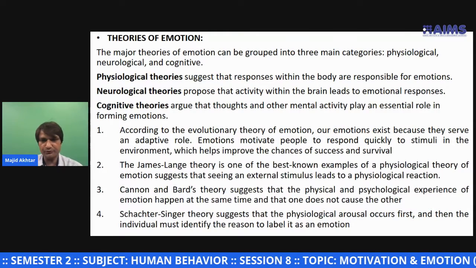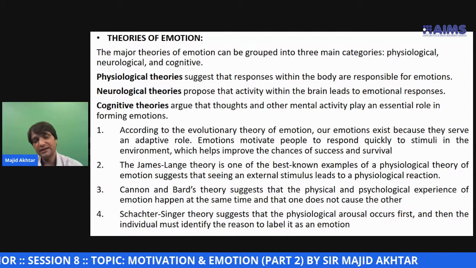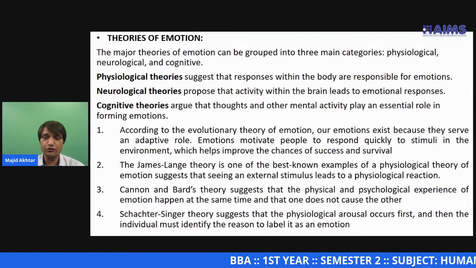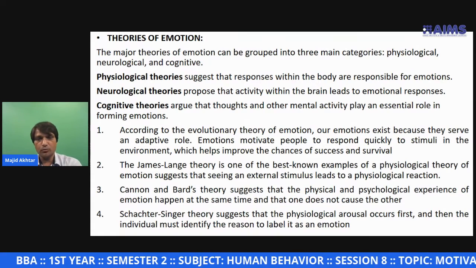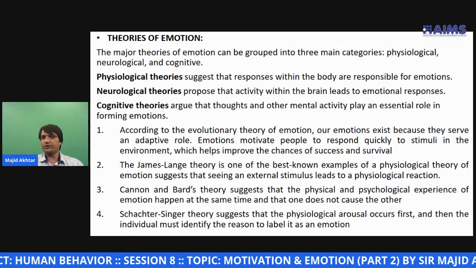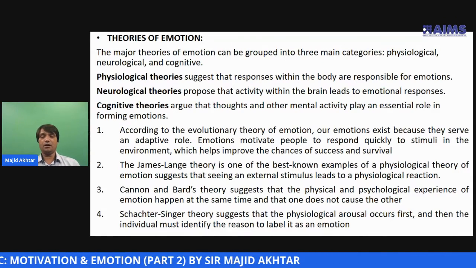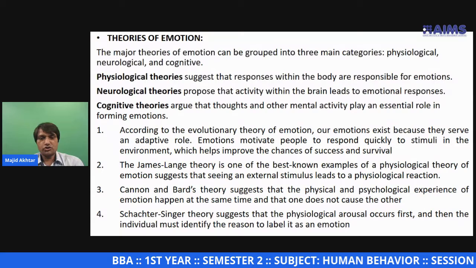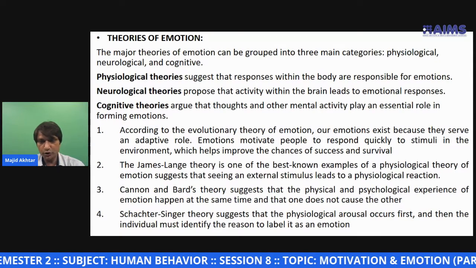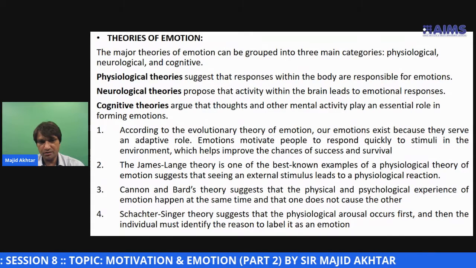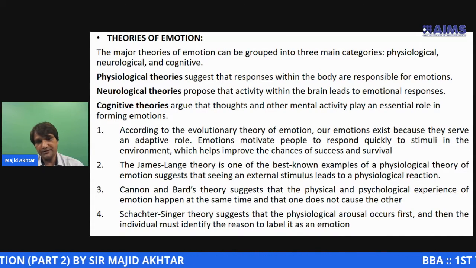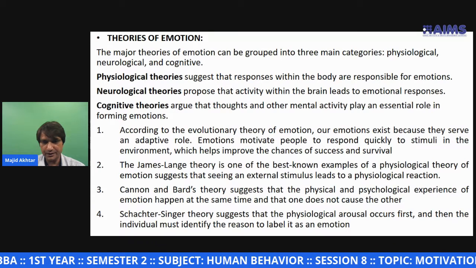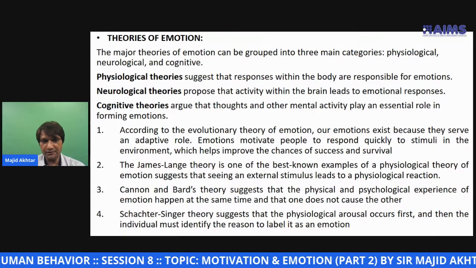So the James Lange theory is one of the best known examples of a physiological theory of emotion. It suggests that seeing an external stimulus leads to a physiological reaction. Or maybe there was an actor or actress you were in love with, and while walking in the mall or in the market, you suddenly notice that same celebrity you were in love with all around. So imagine immediately what kind of change you will notice if you get to see a celebrity inside a mall. How exactly might you react? So this is one.